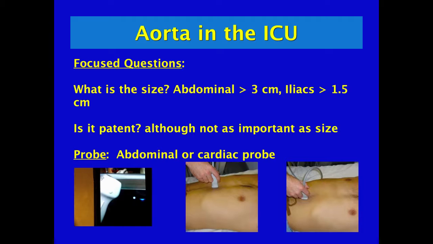So remember, the final slide, back to our focus questions. What is the size of the aorta? In the abdomen, less than 3 centimeters is normal, greater than 3 centimeters is abnormal. In the iliacs, less than 1.5 centimeters is normal, greater than 1.5 centimeters is abnormal, and is a patent.